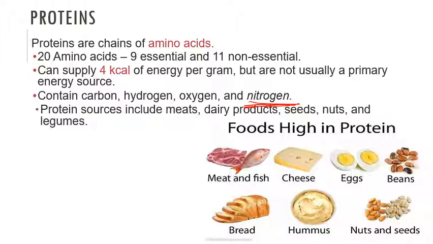These are some of the foods that are high in protein: meat and fish, cheese, eggs, beans, bread, hummus, nuts, and seeds. Just to let you know, bacon is part of the meat family, even though it has a lot of fat. And it is not an alternative meat or meat alternative. Eggs are not dairy. It is protein. These are some of the past mistakes that students have made, so I'm telling you now. Hopefully you don't make them.